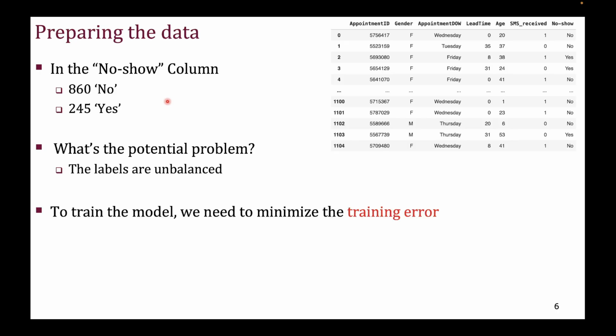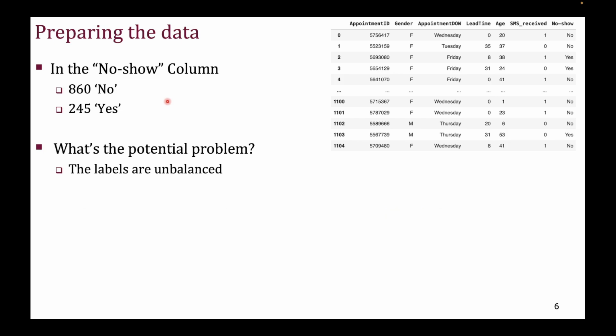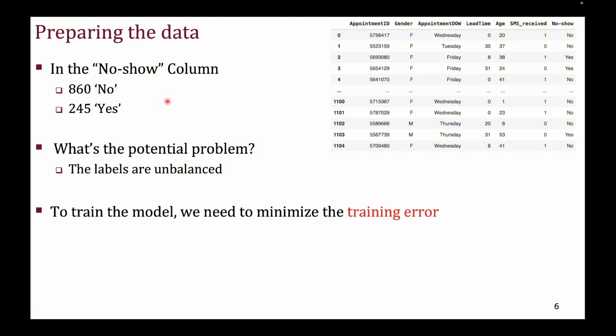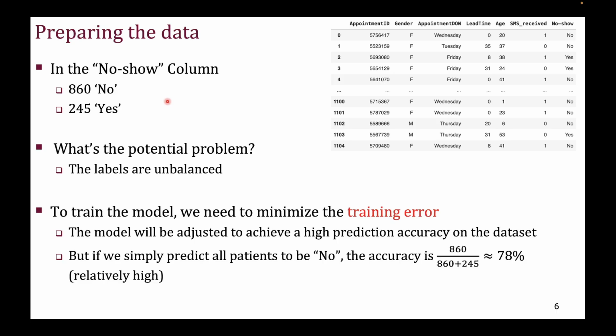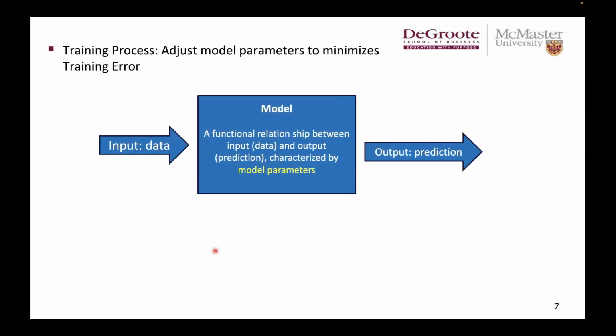Okay, so the problem is that the labels, the target column, the yeses and nos, we can consider them as labels for the two different classes, yeses and nos, right? They are unbalanced. An unbalanced data set can cause a problem. And why is that? I'll give you hopefully some deeper insight by explaining how the training process of any machine learning model actually works.